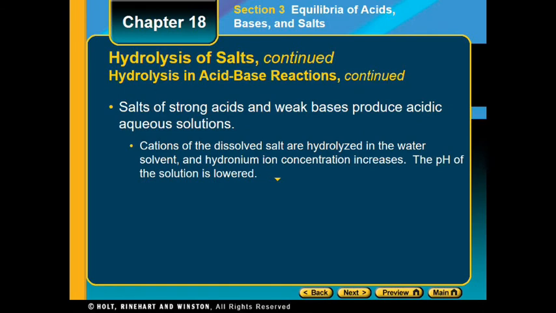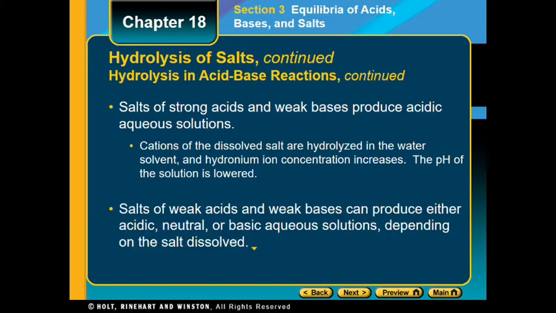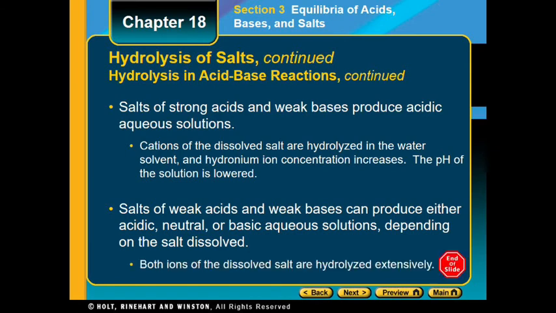Salts of strong acids and weak bases will produce an acidic solution. The cations are hydrolyzed in water, and again, your hydronium ion concentration increases, which means the pH is lowered. If you have a salt of a weak acid and weak base, that can produce either acidic, neutral, or basic solutions. It depends on the salt being dissolved. The salt that is being dissolved, where do those ions normally originate from? A strong or weak acid or base that's giving you that salt.